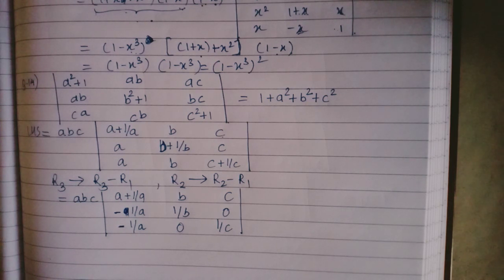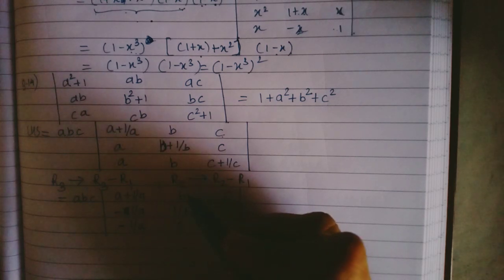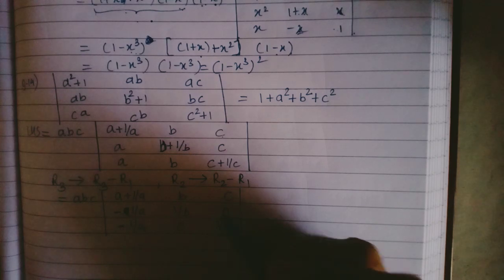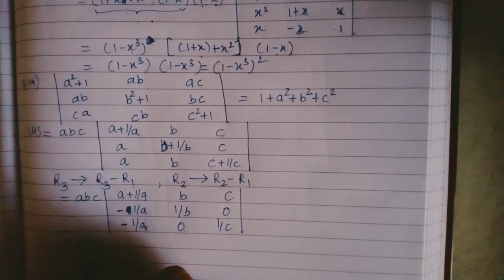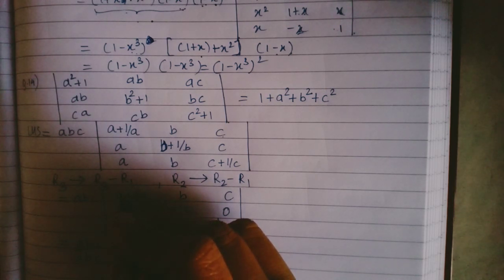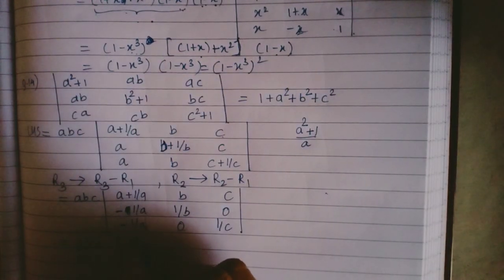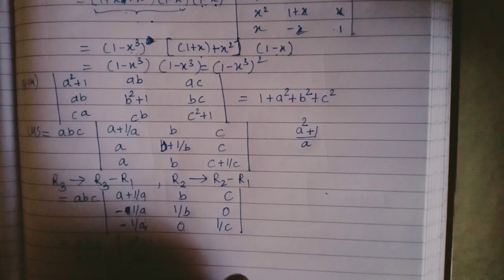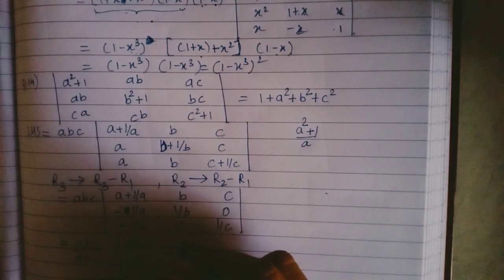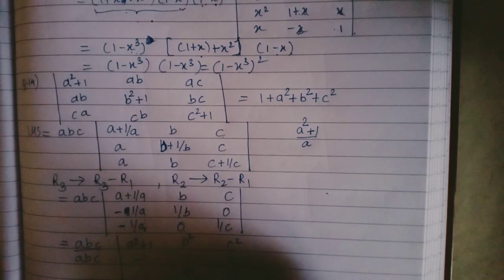Now taking out common 1 by a from C1, 1 by b from C2 and 1 by c from C3. So abc upon abc you will get. So 1 by a I am taking out common from here. So if you multiply this you will get a square plus 1 by a, right? So a square plus 1 will be inside. Then here minus 1, then this will be b square 1 0 c square 0 1.